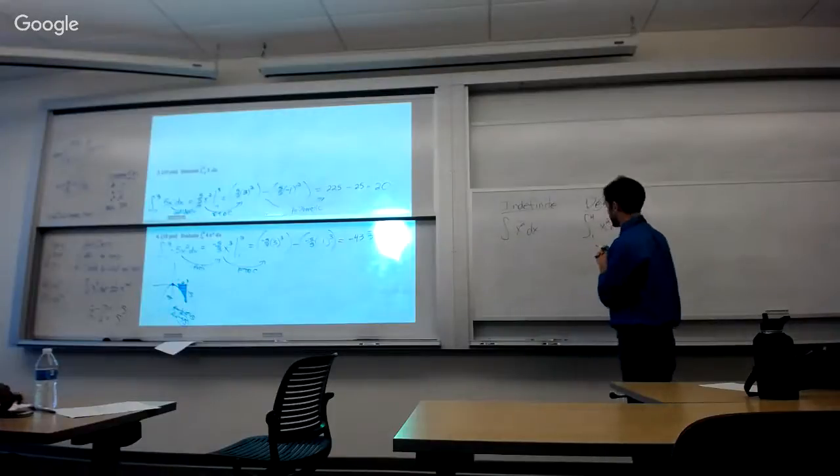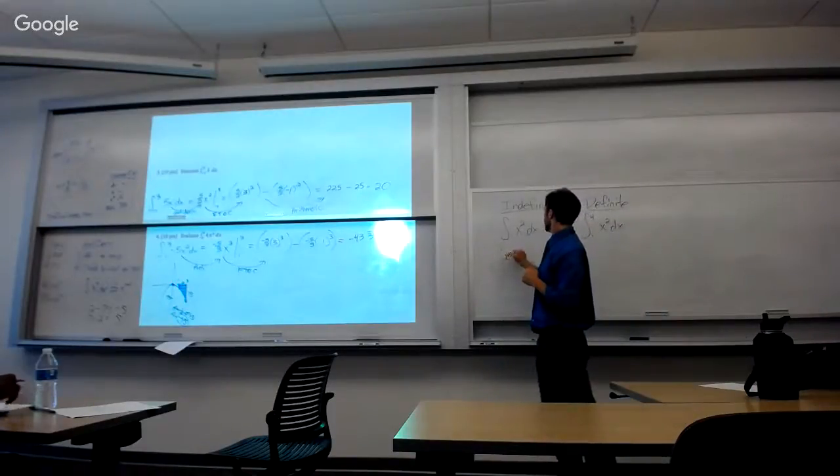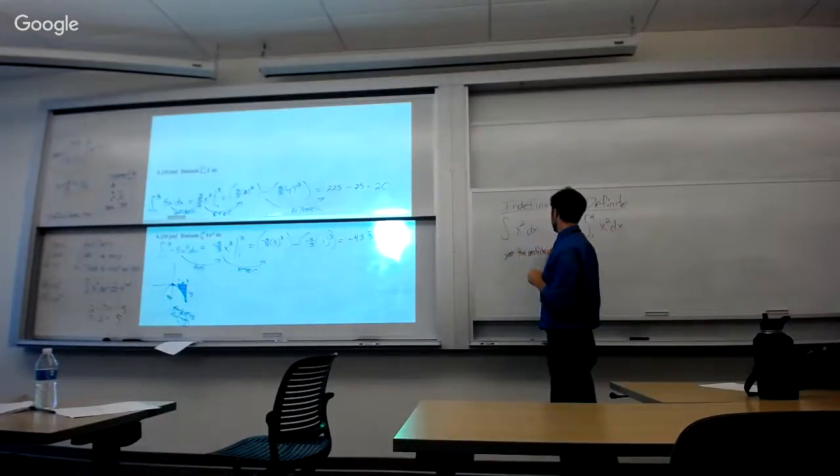So what's the difference between these two things? An indefinite integral is just the antiderivative. That's it. You're just finding a formula for the antiderivative. So add 1, divide by what you get. The answer is 1/3 x cubed. It's a formula.